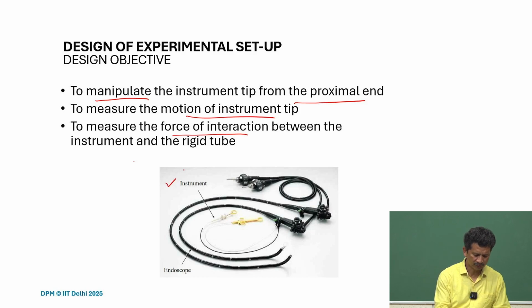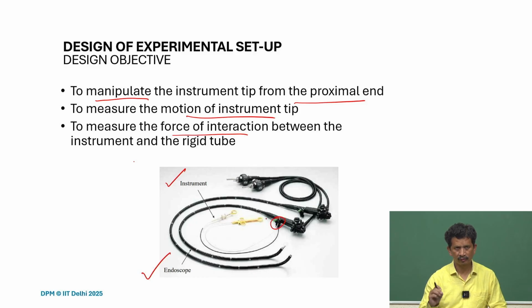So these are the objectives. We can see the instrument here and it's an endoscope. A very fine instrument we can see, and we can see the channels here. From there it can be fed, and at the tip these instruments come out, and we can do different procedures, or we can carry out different interventions.